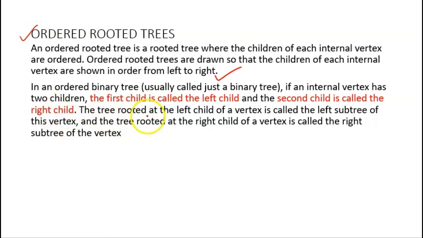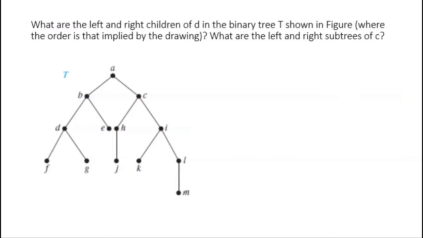The tree rooted at the left child of a vertex is called the left subtree of this vertex, and the tree rooted at the right child of a vertex is called the right subtree of the vertex. I hope it is clear. So if you look at this example to understand what they are asking, what are the left and right children of D in the binary tree shown below in the figure?